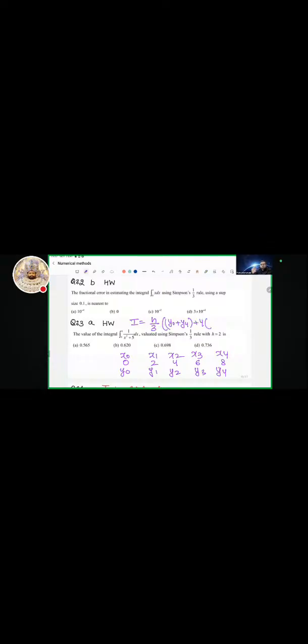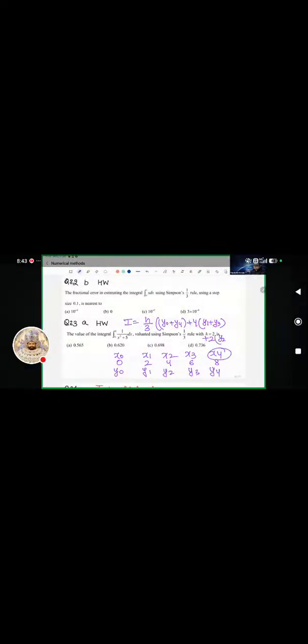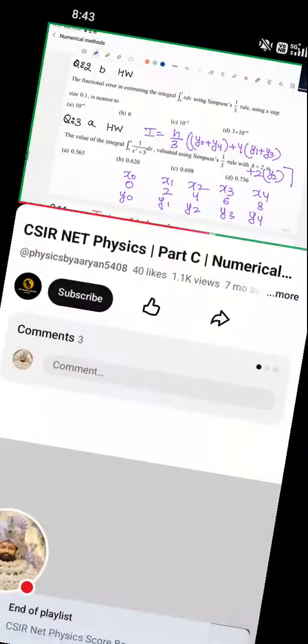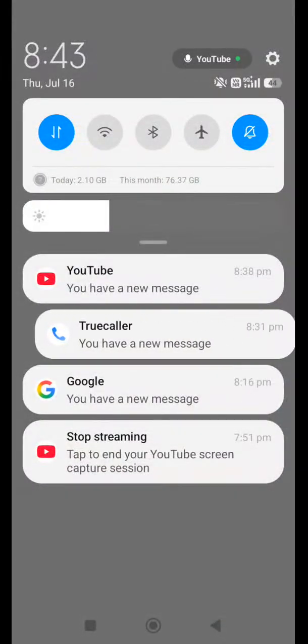Then 4 times odd terms. What will be the odd terms? Odd terms will be y1 and y3, because there are 2 odd terms, y1 and y3. Then plus 2 into even terms. What will be even terms? Basically y2, plus y4 I will not consider because I have already considered that. So only y2. That's all. Put it in the formula, get your answer. Okay? Perfect. Let's go for trapezoidal rule.